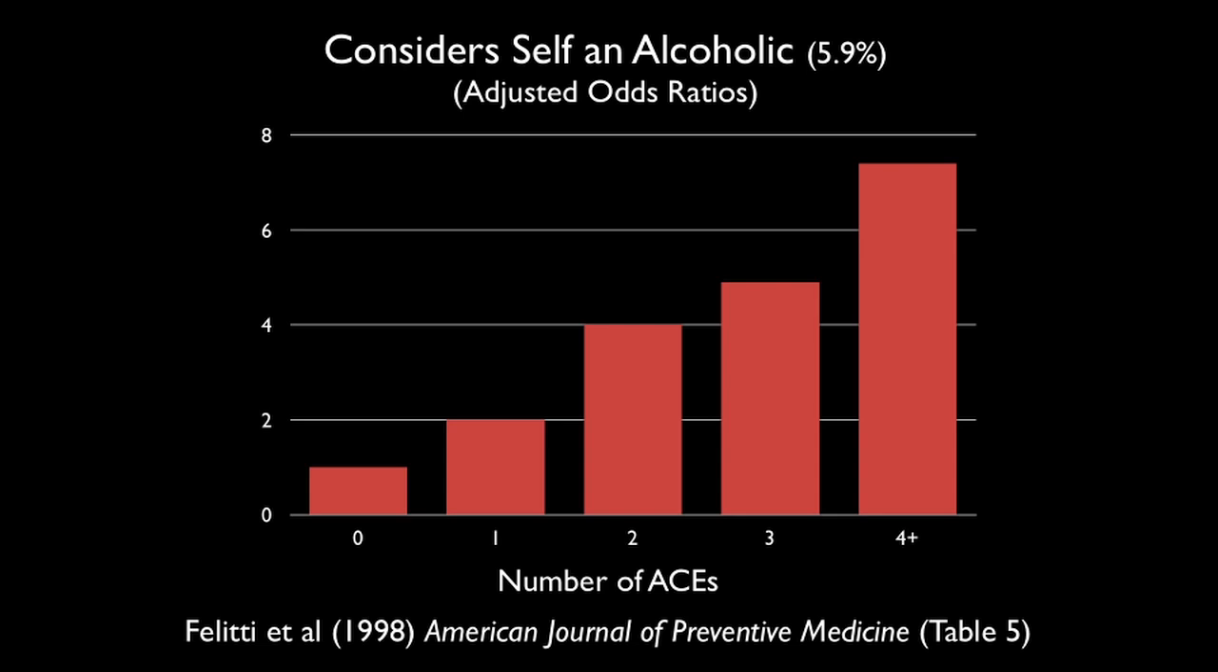Here's consider self an alcoholic, and we can see again that the likelihood that a person is a self-reported alcoholic increases with the number of ACEs, to the point where a person who's experienced a number of ACEs is anywhere from 5 to 7 times as likely to be an alcoholic.